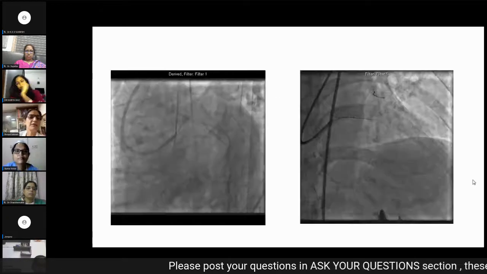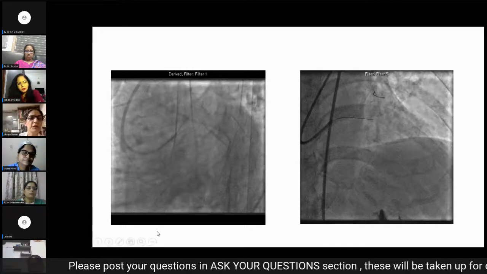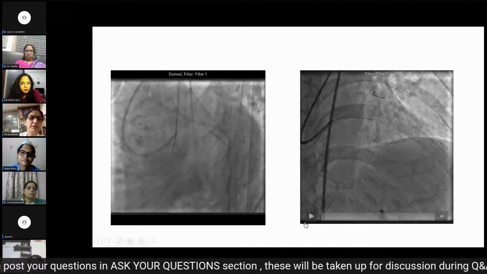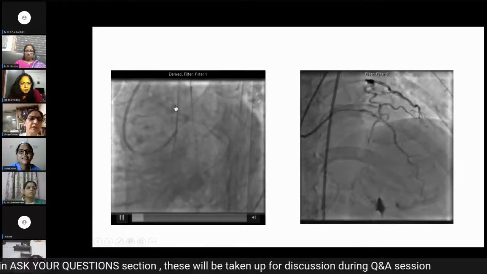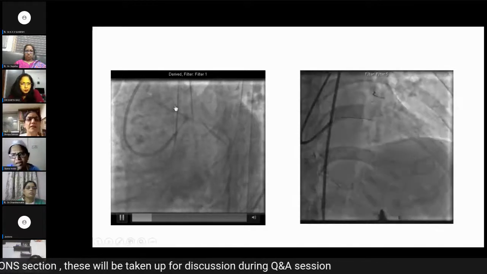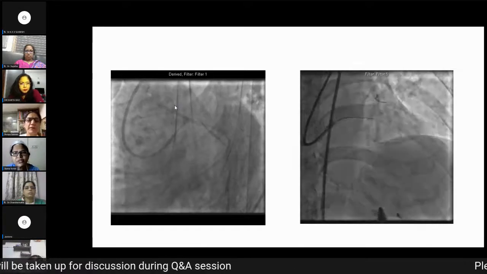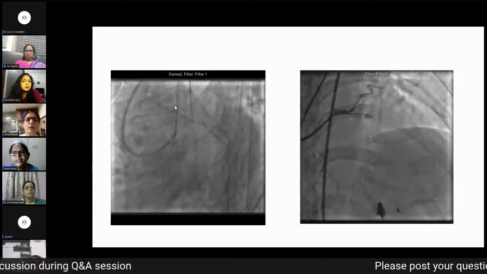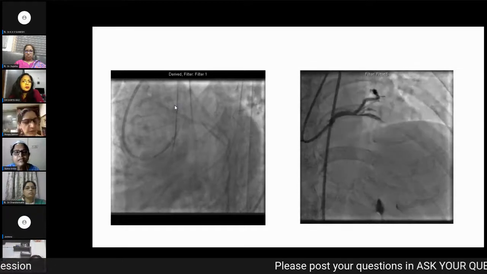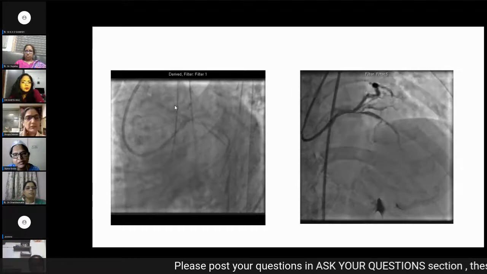So I would just like to interrupt at this point that dopamine is not the inotrope of choice. You said dopamine, we should be on noradrenaline. Yeah, he was on noradrenaline, but the pressure was low, so somebody started dopamine in the ER. So ideally, we would not have. Dopamine is not the drug of choice.